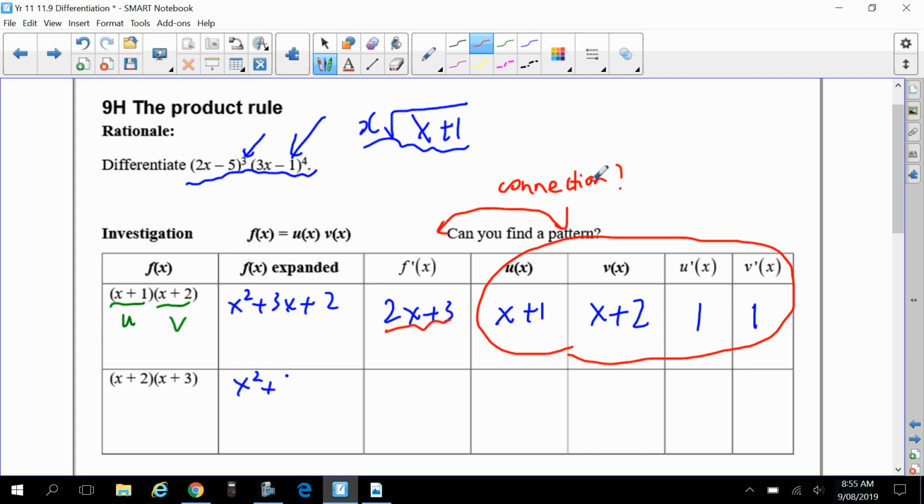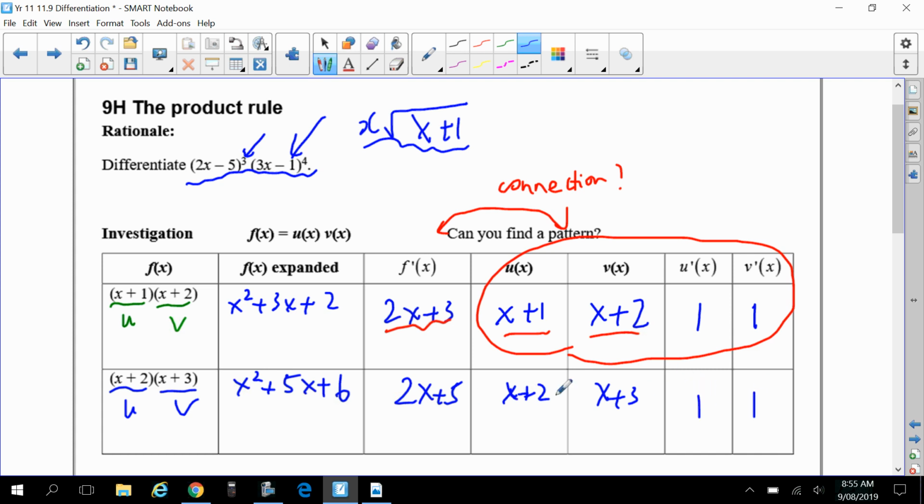Yes, from here, looks like you just have to add these two, right? It works. Now, let's see if it works for the next one. X squared plus 5x plus 6. Differentiate. Let's see if it works. So that's your u. That's your v. X plus 2, x plus 3. Looks like it works. Looks like I don't need the derivative. Looks like we can just add these two.